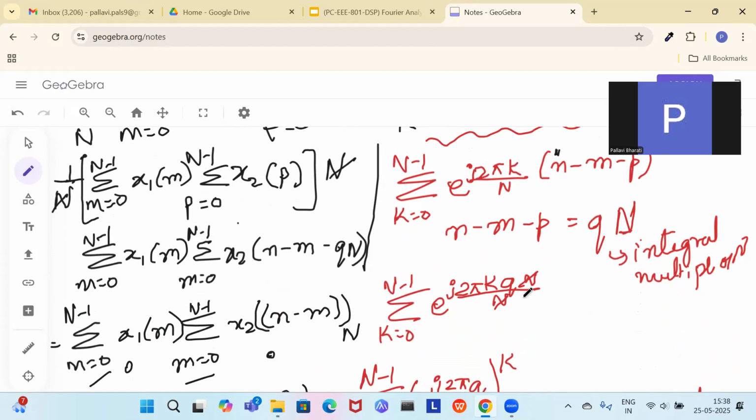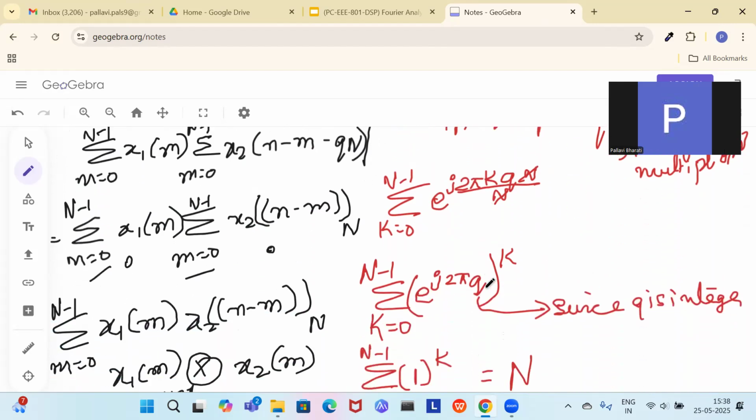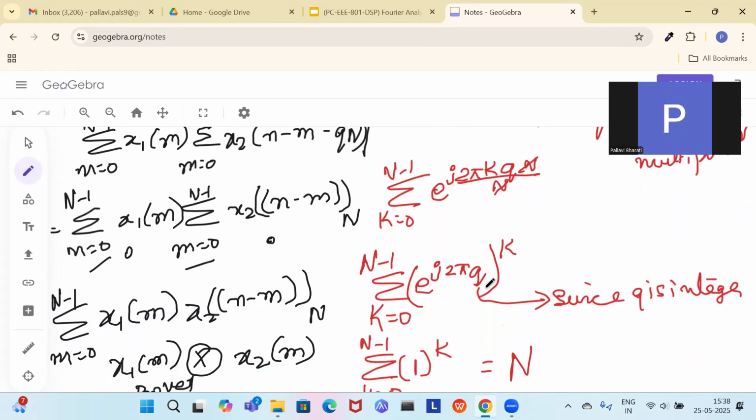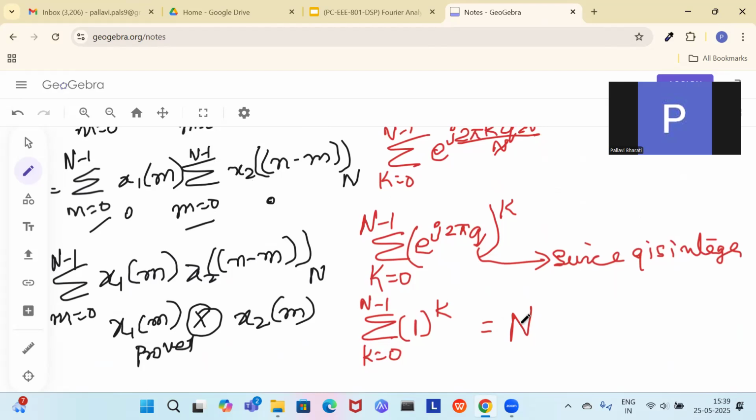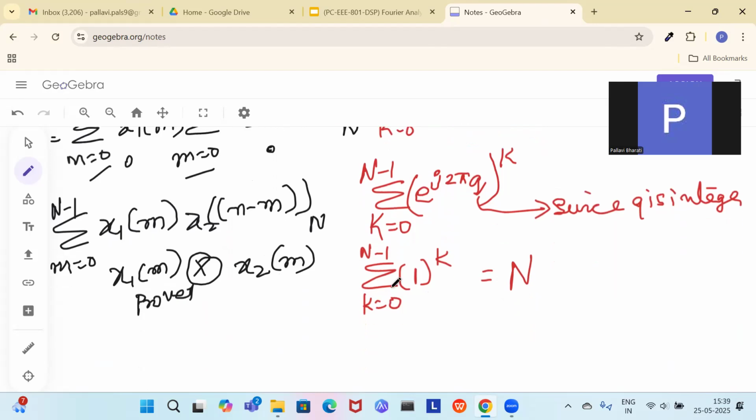So I am writing it qN. Now this capital N and this capital N get cancelled when you put n minus m minus p equal to qN. You only have e to the power j 2 pi q k. Since k is changing from 0 to N minus 1, we wrote it in this manner. Now this whole thing is 1, since q is an integer. You know, it is cos 2 pi q plus j sin 2 pi q. So since q is an integer, this is always going to be 1. Now 1 raised to the power k summed from 0 to N minus 1, you are adding 1, N times. So that's why the answer is N.